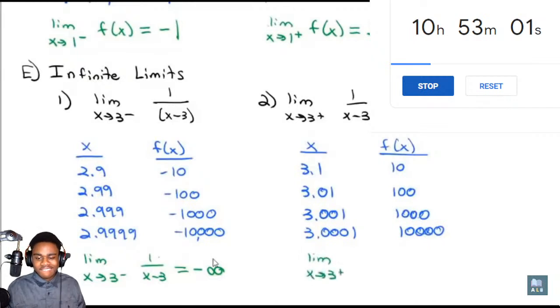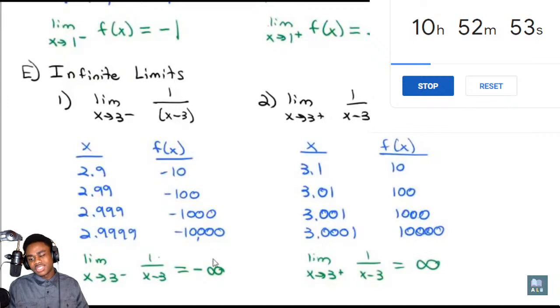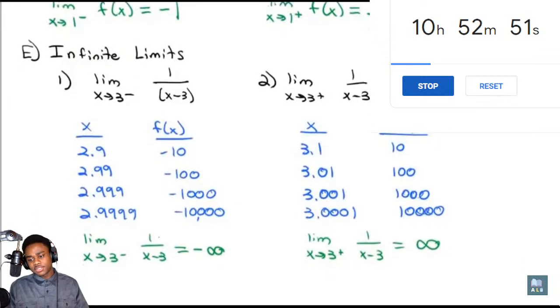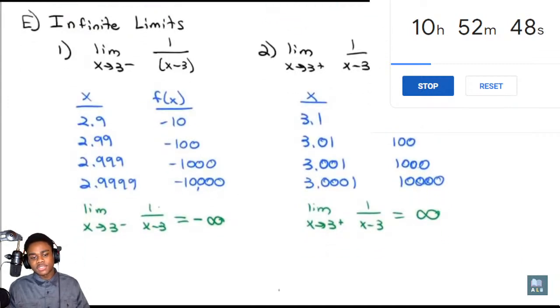So the limit as x goes to 3 from the right of 1 over x minus 3, it's getting bigger and bigger and positive, so we will say it's going to positive infinity. Of course, our limits can actually be infinite, positive or negative infinity, if it truly is getting bigger and bigger, or negative bigger and bigger without bound.